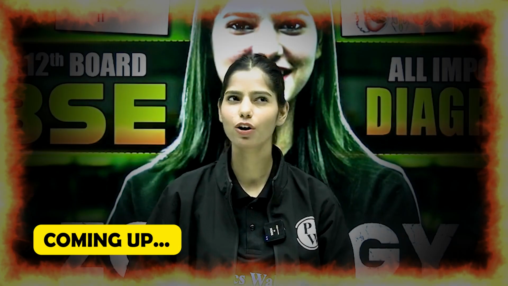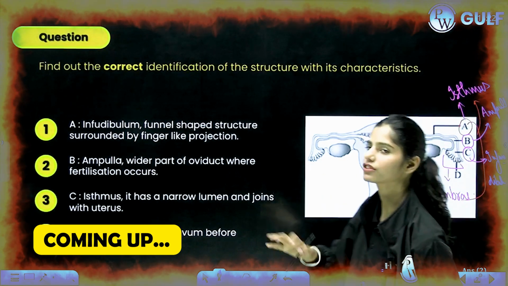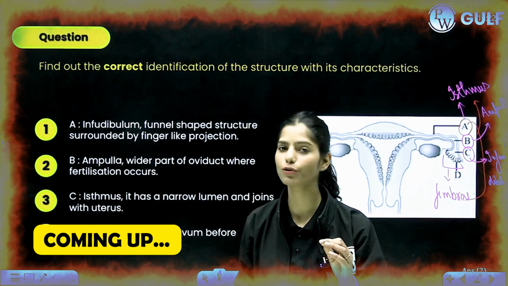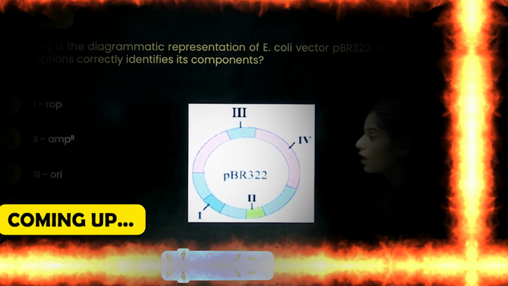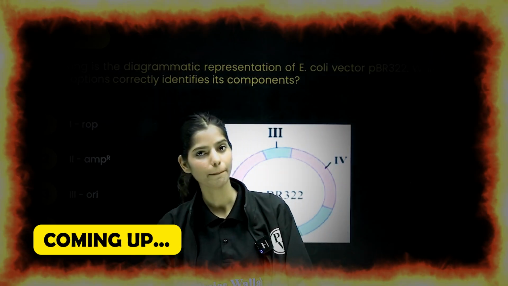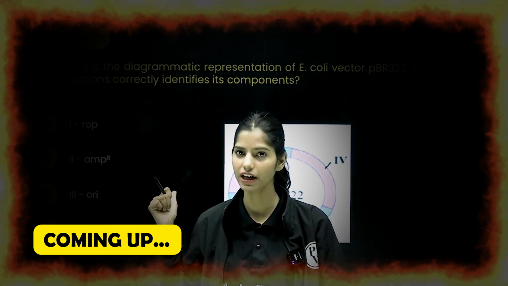So I have curated all the diagram based questions from all the chapters of zoology. So you need to choose the option accordingly. So make sure first of all you label the diagram which is from the human reproduction chapter. A question from the biotechnology chapter, very rare but very important. Here we have a vector PBR 322.